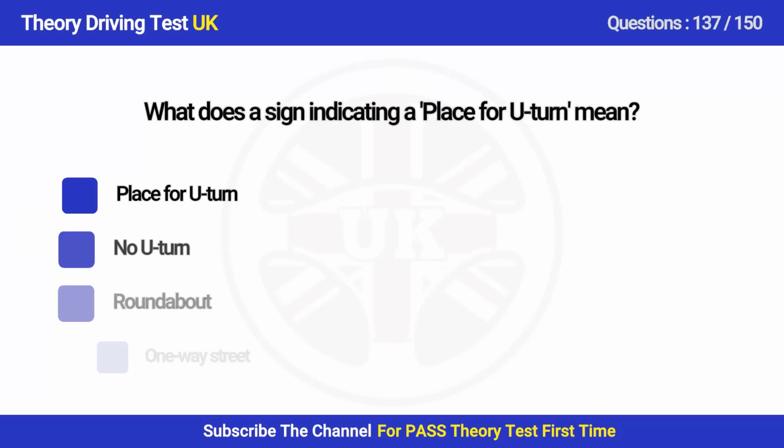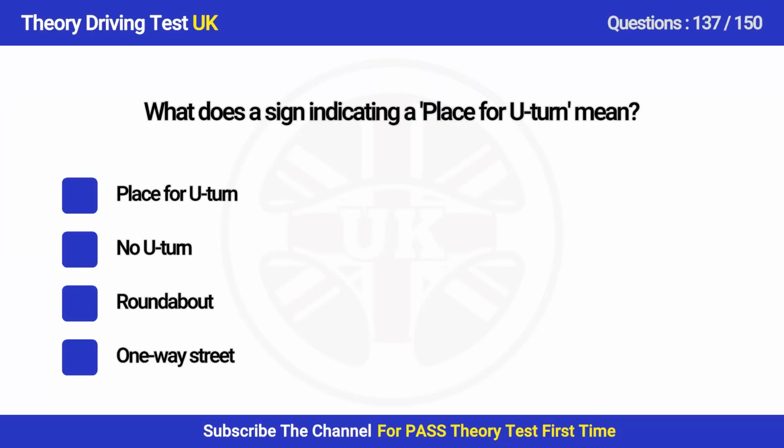Question 137. What does a sign indicating a place for U-turn mean? A. Place for U-turn. B. No U-turn. C. Roundabout. D. One-way street.